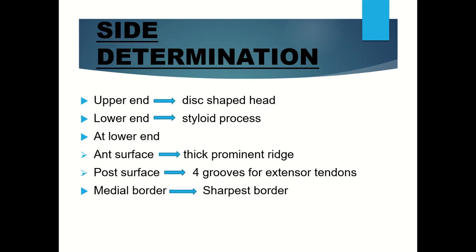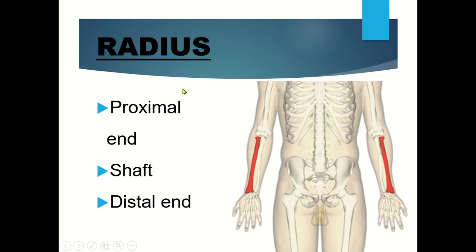Side determination. The upper end of radius is disc shaped and it is known as the head of radius. At the lower end there is styloid process present, and the anterior surface of radius has a thick prominent ridge, and the posterior surface has four grooves for extensor tendons, and the medial border is the sharpest border. So we see that radius consists of a proximal end, shaft and a distal end.